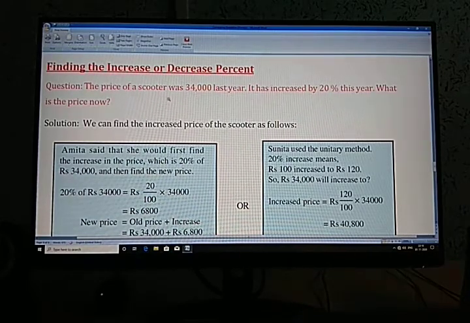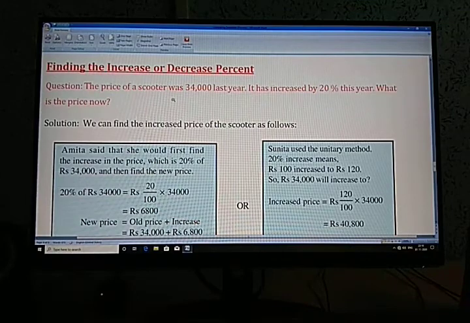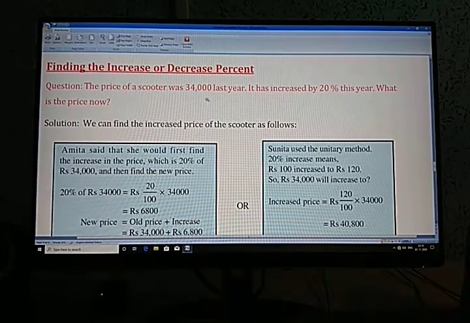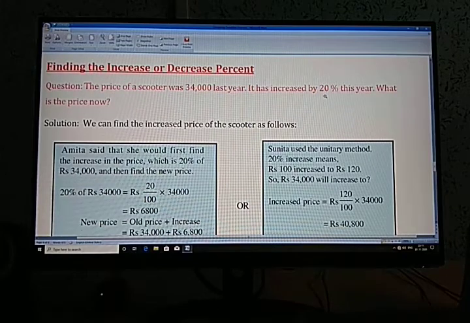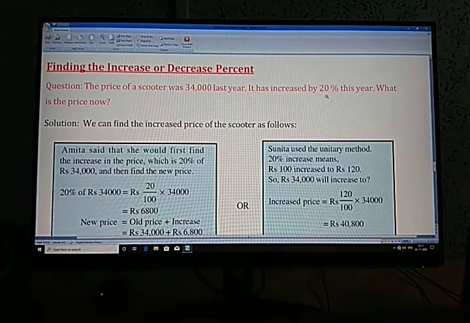The question says that the price of a scooter was 34,000 last year and it has increased by 20% this year. So what is the price now? Now the scooter here is a brand new scooter. Obviously it's not written here, but it can be understood, because if it was an old scooter, the price would have depreciated. But here the price has increased by 20%, so obviously it's a new scooter, most probably in a showroom. So what is its price now? We have to find out.